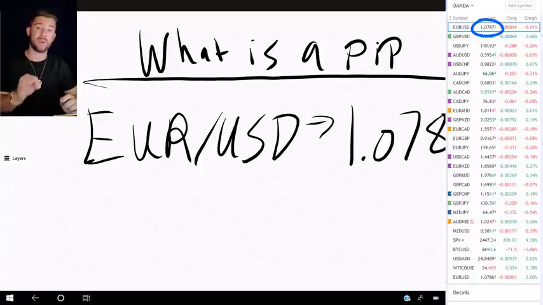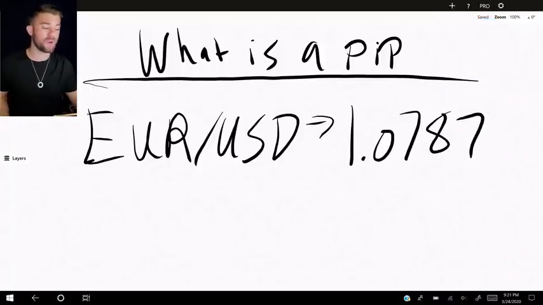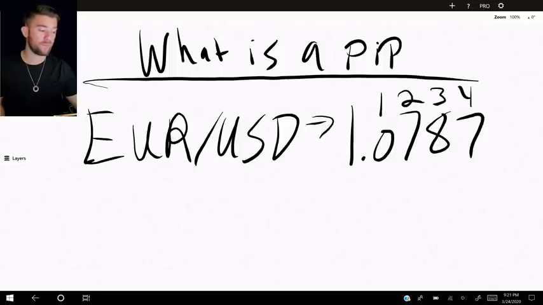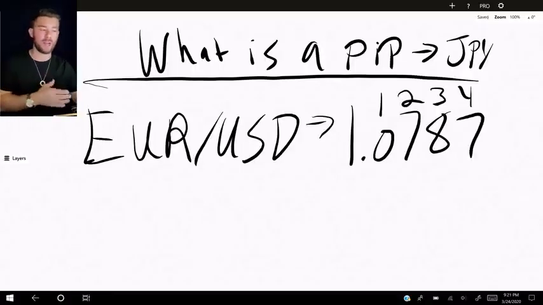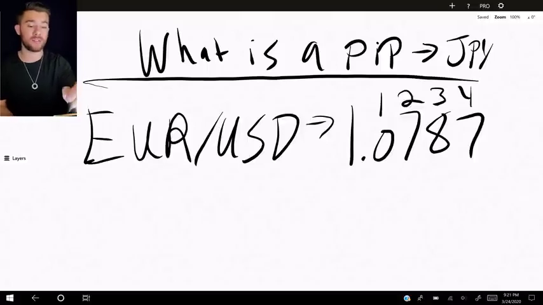What you need to understand is that the way you identify a pip is the 4th place away from the decimal. So the 4th decimal point, meaning if this is the decimal point, we count over 1, 2, 3, 4. This is a pip. And let me clarify that really quickly. Right now, we are talking about a pip on every currency pair except currency pairs that end in JPY. Any currency pair with JPY in it is going to be slightly different than this, and we're going to go over that next. So this is going to be what is a pip, and I'm going to put non-JPY here so that no one's confused.